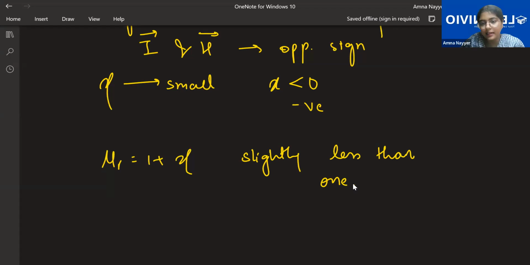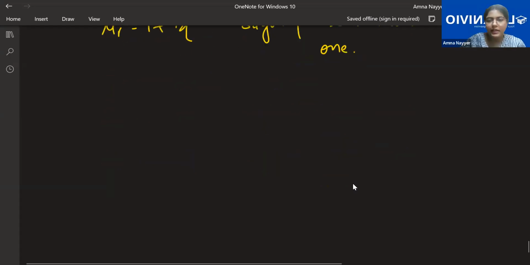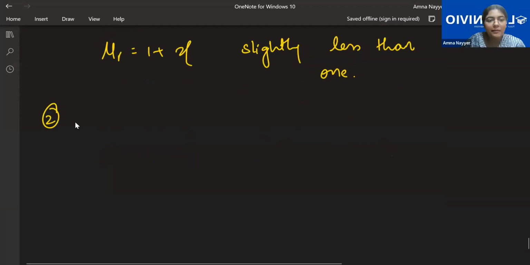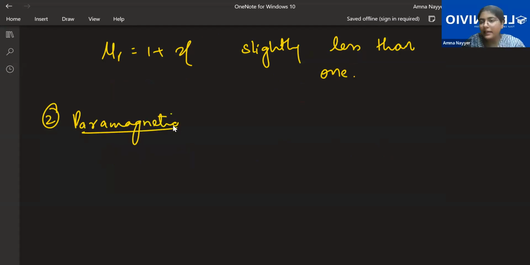Now talking about paramagnetic. In detail, I'll come afterwards. Right now, just understand based on susceptibility and mu r. For paramagnetic substances, when you're talking about chi, this is small, but this is positive this time.